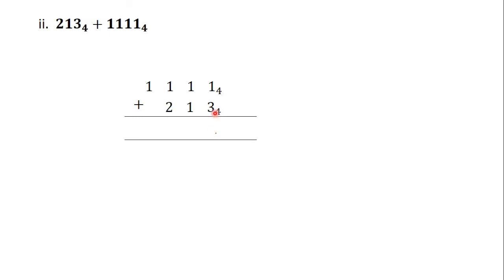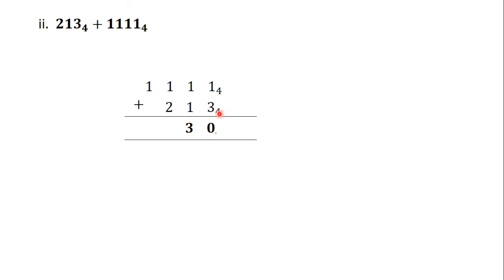Let's begin with our addition. We have 1 plus 3. 1 plus 3 will give us 4. 4 in base 4 is 1 remainder 0, because 4 divided by 4 will give us 1 remainder 0. So you write the remainder 0, then you carry 1 forward to this side. You carry 1 forward to this side, you have 1 plus 1. 1 plus 1 will give us 2. 2 plus 1 will give us 3.